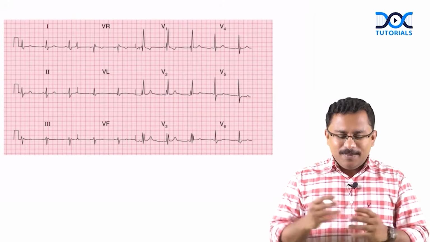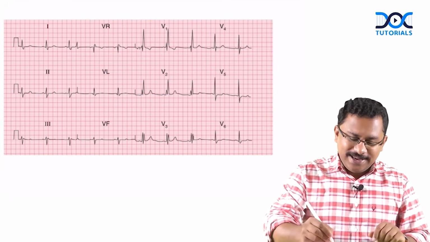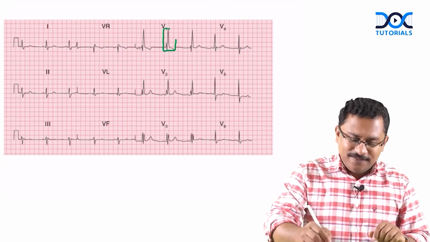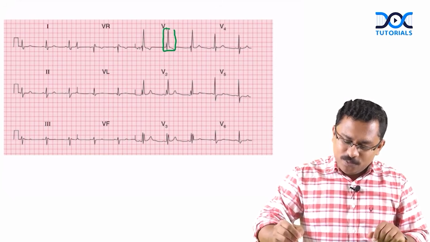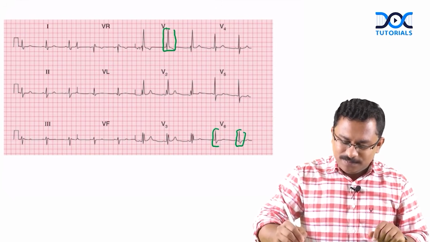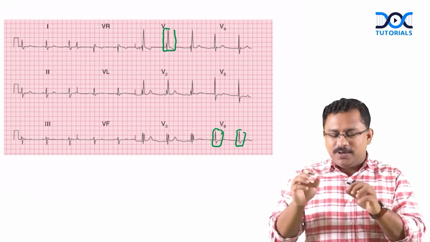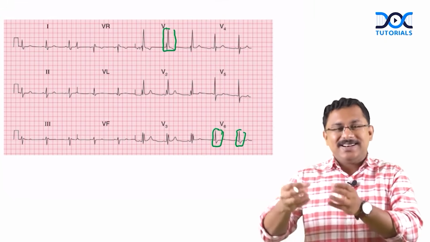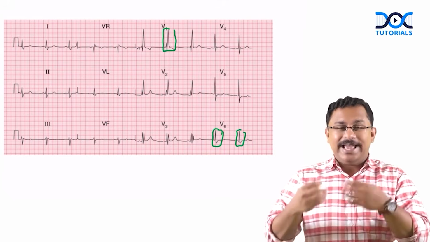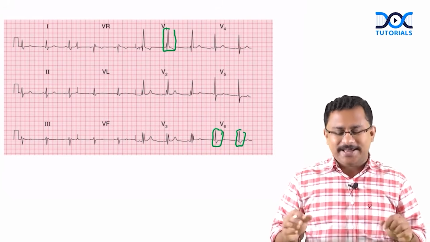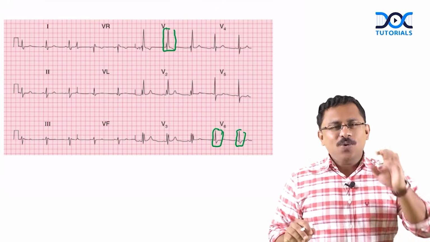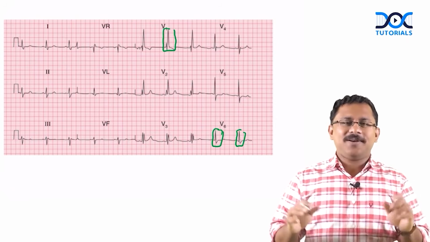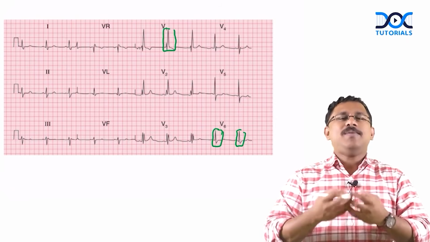So the right bundle branch block, here again you can see the M pattern in V1, as well as when you move to V6, you are seeing the slight W pattern. Q wave is there, you can observe it closely if you look. Sometimes the W pattern in V6 might not be very obvious, but the M pattern is more striking.